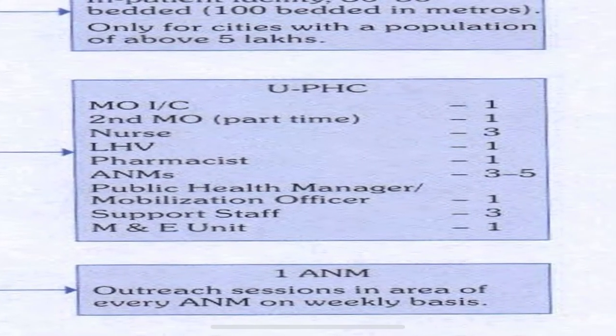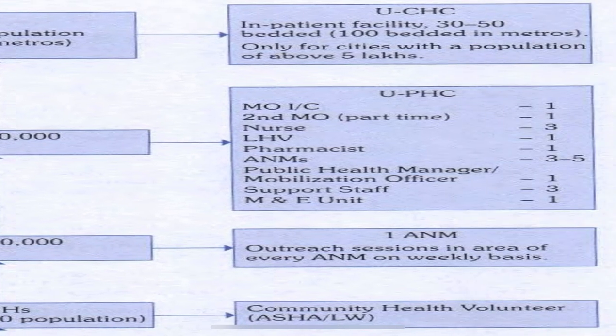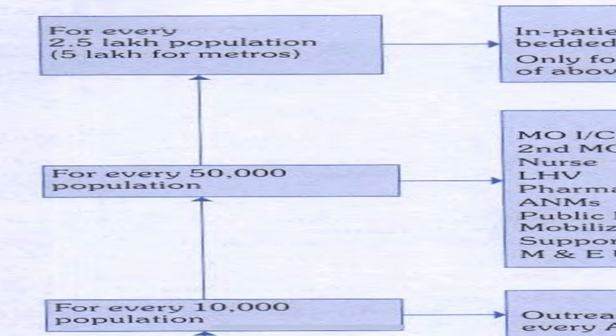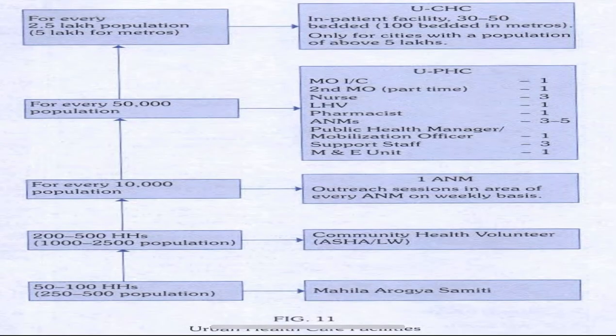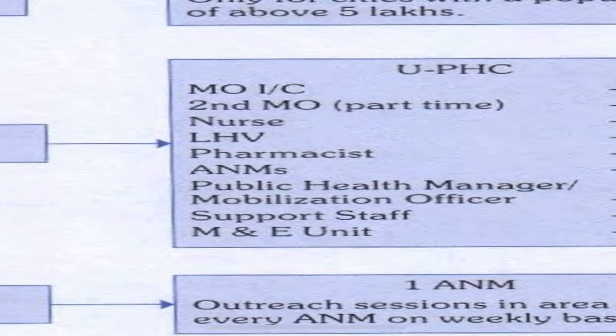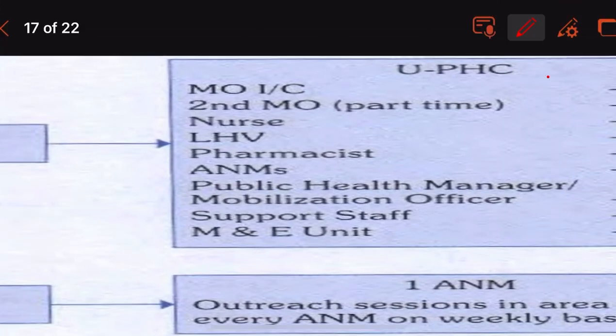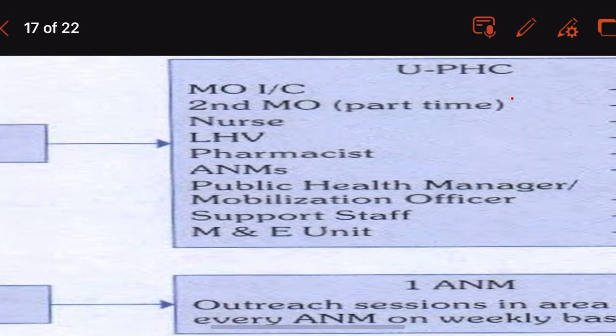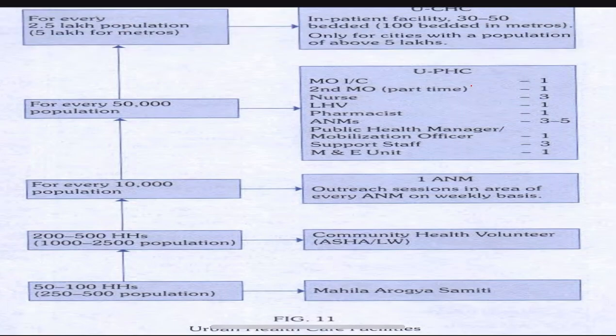Next we have the urban PHC, wherein for every 50,000 population we have one urban PHC, and the urban CHC is for about 2.5 lakh population. And also we have support staff, public health management. All this is not required in depth. You just remember the urban PHC is covering about 50,000 population.